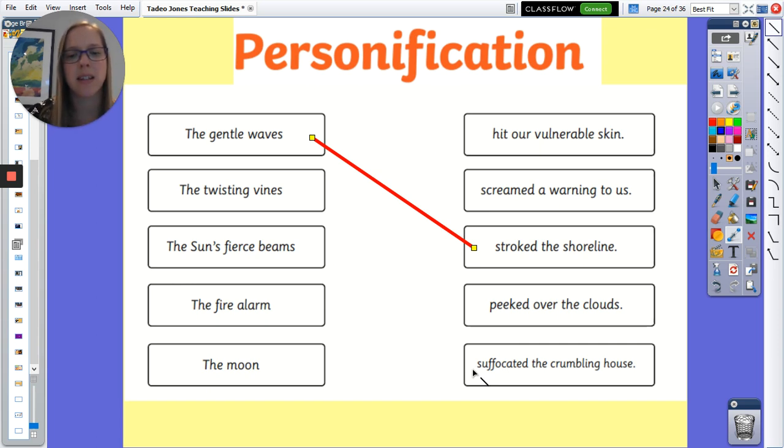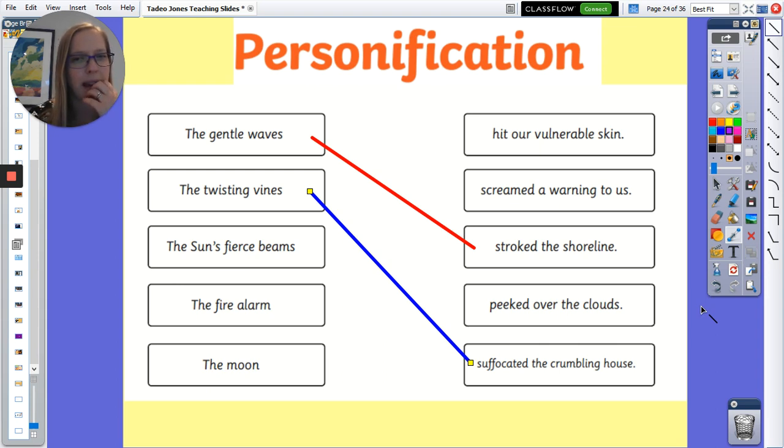The twisting vines suffocated the crumbling house. That's lovely, isn't it? And can you see how twisted, gnarly, overgrown gives that impression? I can see a really old house that's a bit dilapidated, it's a bit broken, and it's got overgrown vines all in the garden, which are suffocating the house. They're wrapping themselves around the house. So I think that's a really good match. Okay, next one. The sun's fierce beams hit our vulnerable skin.